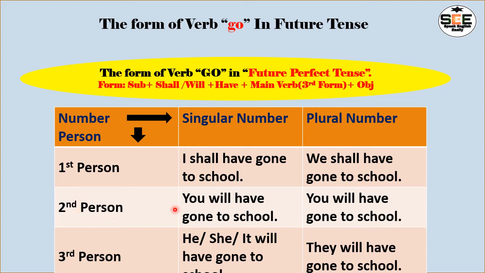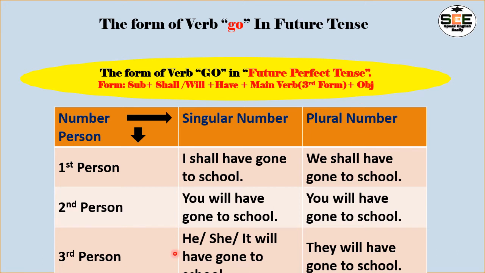Second person, singular number, you will have gone to school. Here you is the subject, will is the indicator of future tense, have is the helping verb, and gone is the main verb go's past participle form, third form, and to school is the object. Here is also the same thing, you will have gone to school, with the same roles for each word.